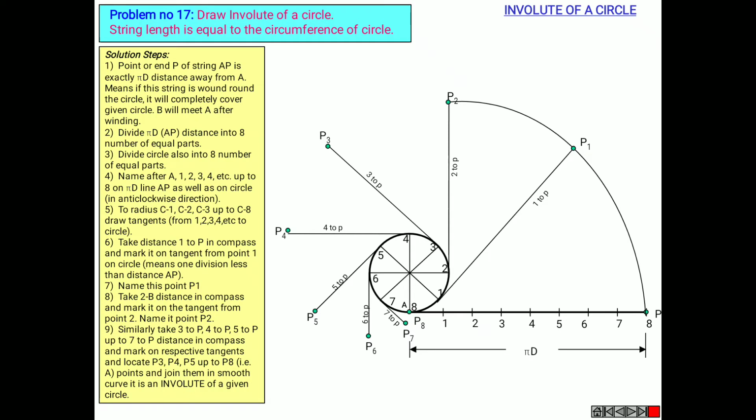Up to radius, C1, C2, C3 up to C8. Draw tangents from 1, 2, 3, 4, etc. on the circle, taking distance 1 to P in the compass and mark it on the tangent from point 1 on the circle, means one division less than distance AP. Name this point as P1.